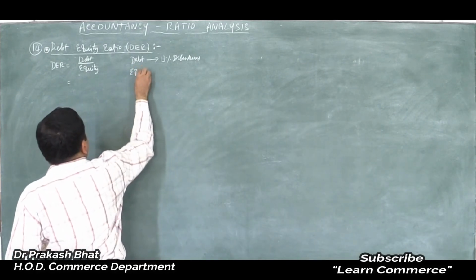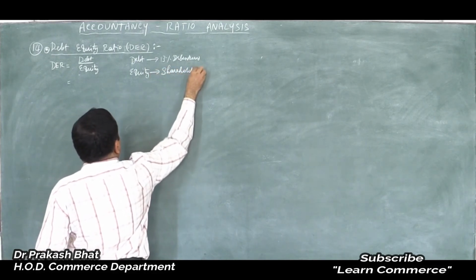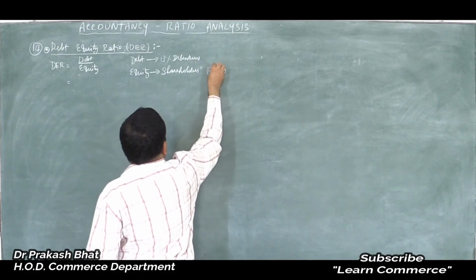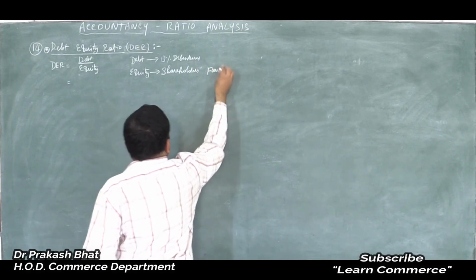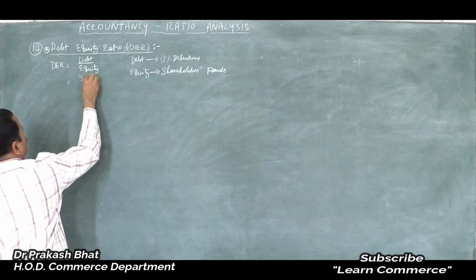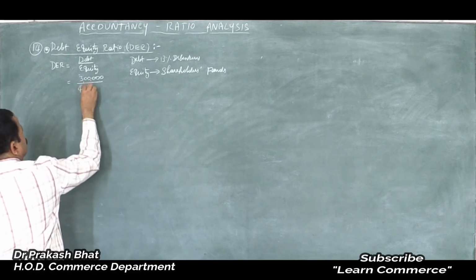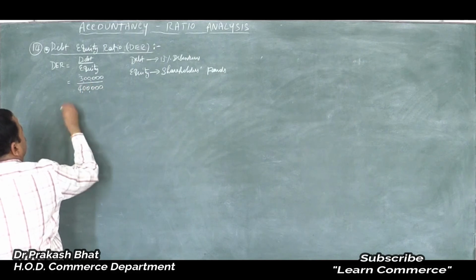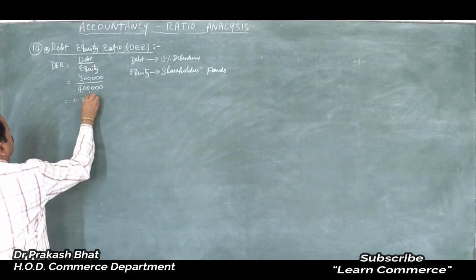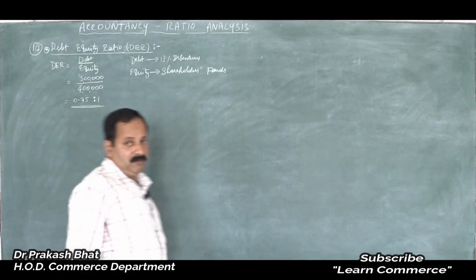Equity means shareholders funds. Debt is 3 lakh divided by 4 lakh is equal to, how much is it? 0.75 is to 1. Very simple, isn't it?